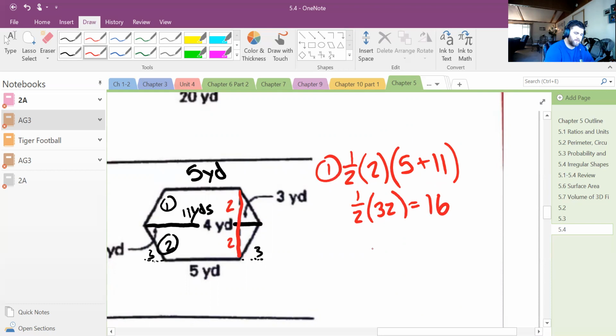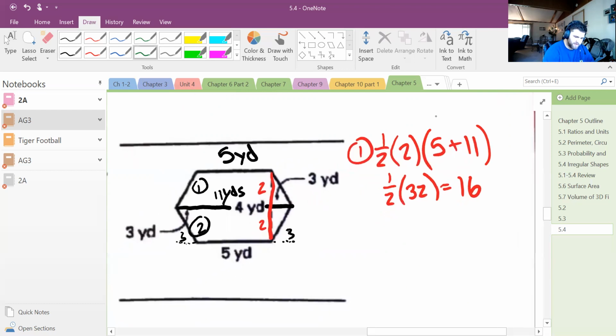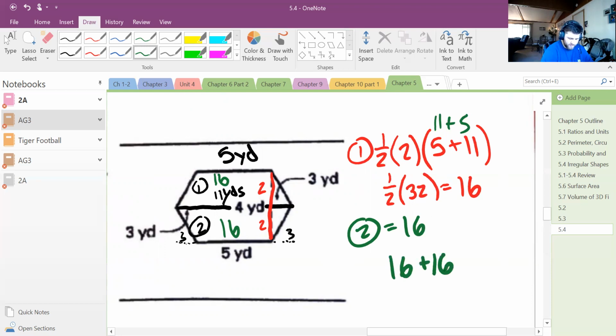Well, watch what switches. The only thing that could possibly switch in the bottom trapezoid is you're going to put 11 here and 5 here. Does that change the problem at all? No. The top one's going to be 16. But the bottom one's the same thing. It's also going to be 16. Okay. So what's 16 times 2? This is 32. Okay. Add these together. 16 plus 16, or 16 times 2. Get 32, and that's your total area.